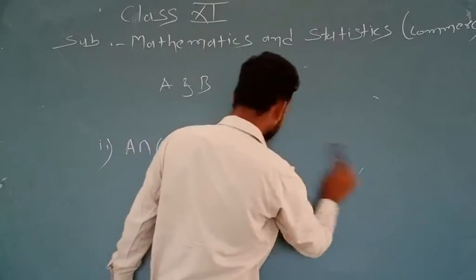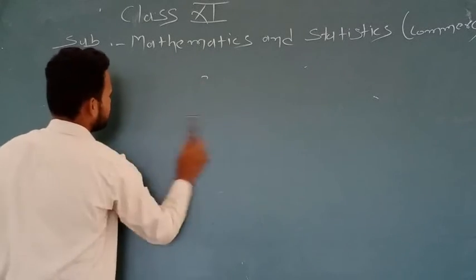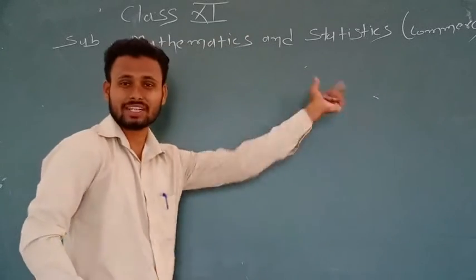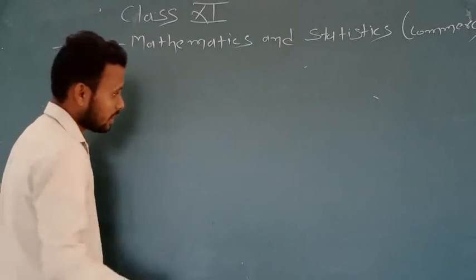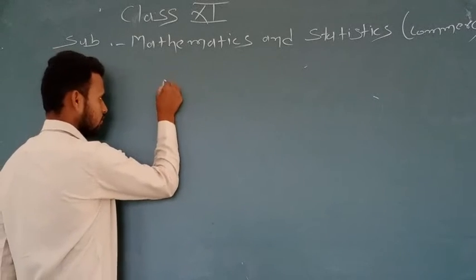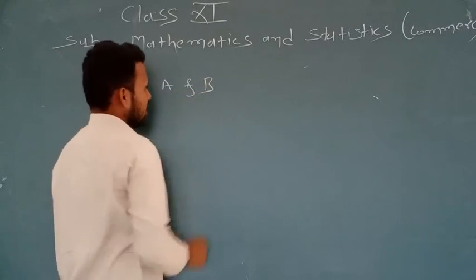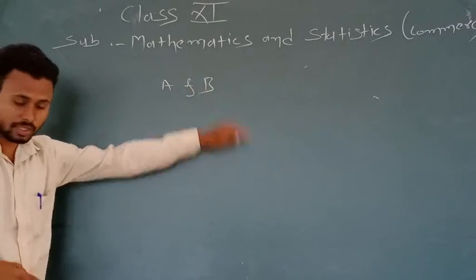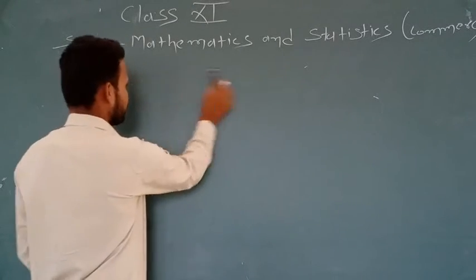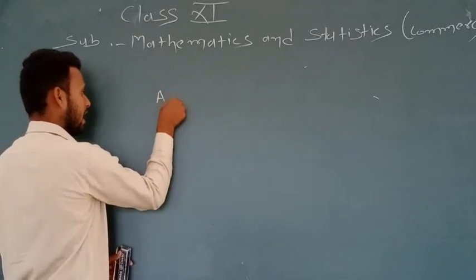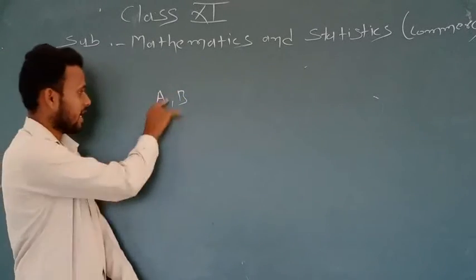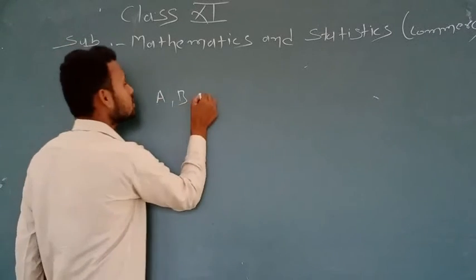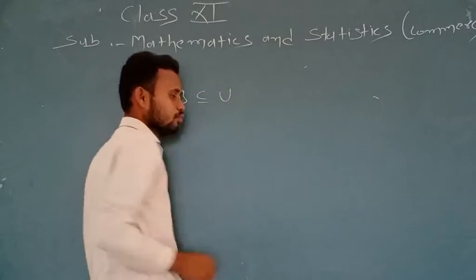Now next, De Morgan's law. The next law is De Morgan's law, and again there are only statements. Suppose A and B are any two subsets of a universal set U. A and B are any two sets, but the condition is that A and B are any two subsets of a universal set U.